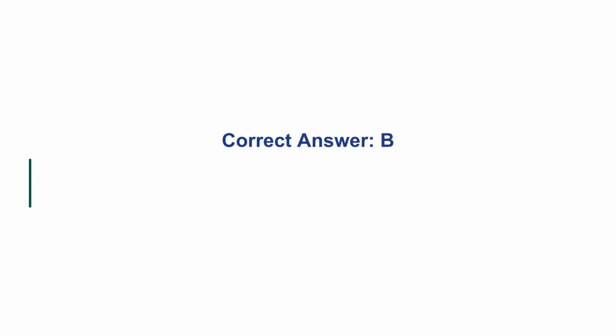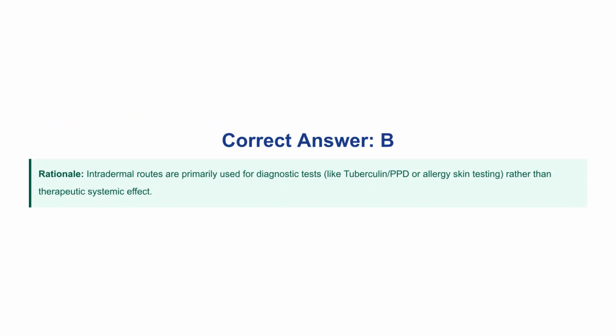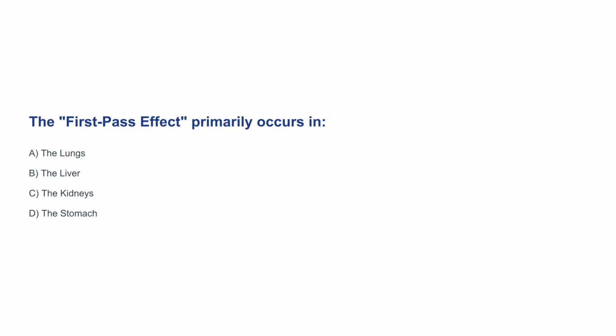Which route is strictly used for diagnostics and testing? The correct answer is B. Intradermal routes are primarily used for diagnostic tests such as PPD or allergy testing, rather than for a therapeutic systemic effect.